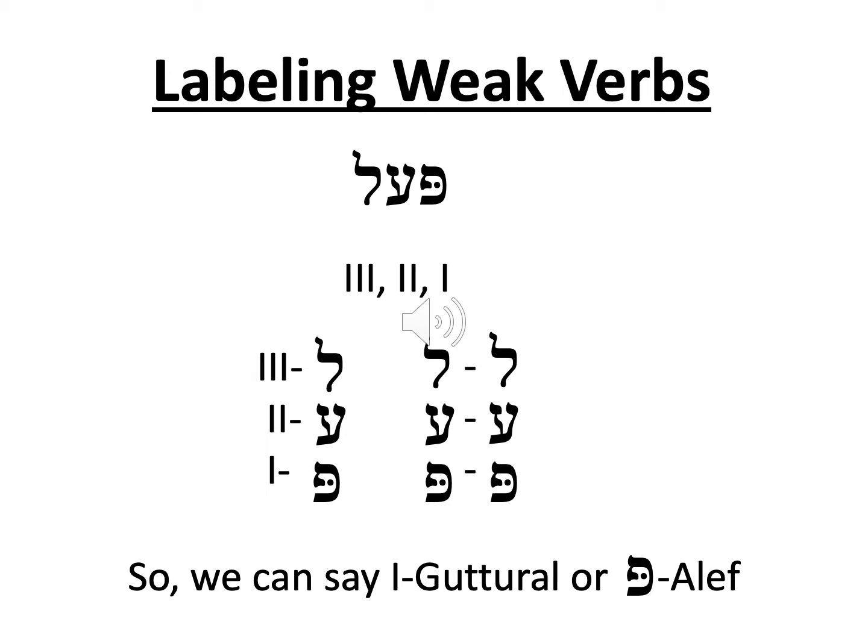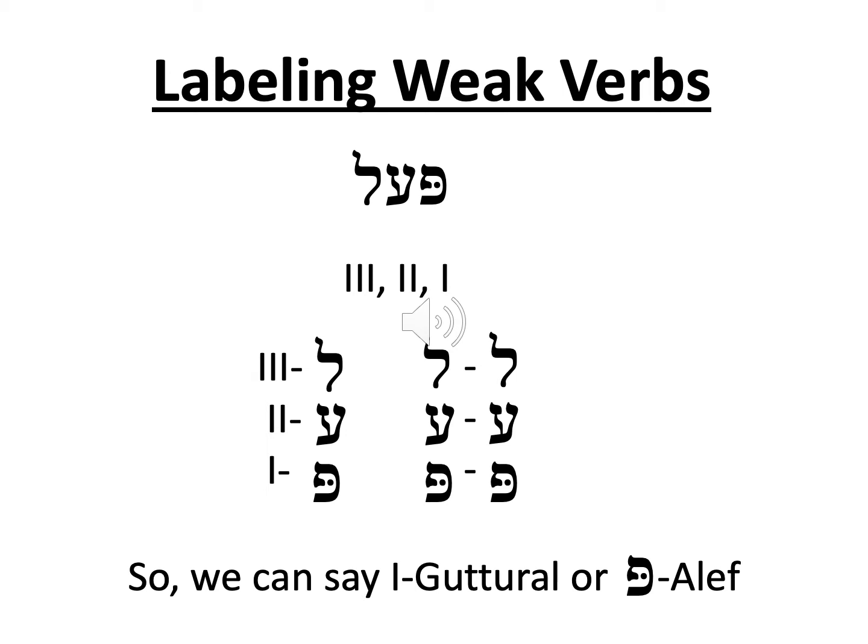We can also use 1, 2, and 3 to identify the various parts of this root the same way. Thus, we might say that the third letter of this root is lamed. We might also say that the lamed letter of this root is lamed, which in this case, since we're using pa'al, is the case. We might also say that the second letter is ayin, or the ayin letter is ayin. We could say that the first letter is pei, or that the pei letter is pei.